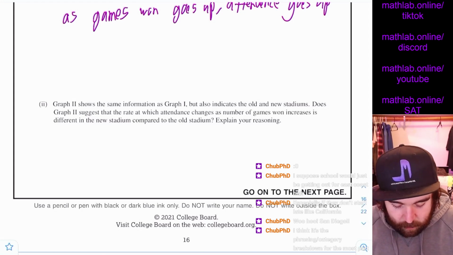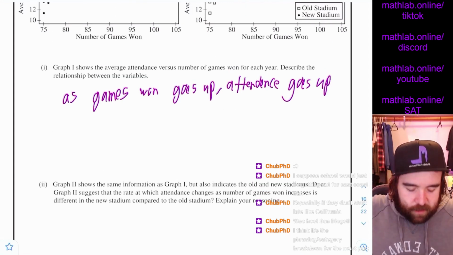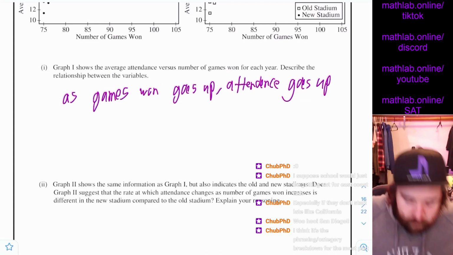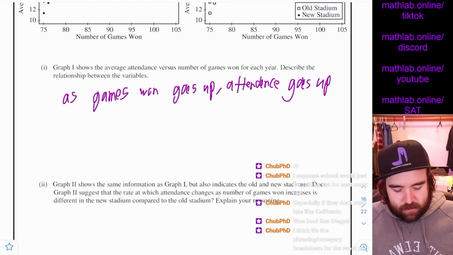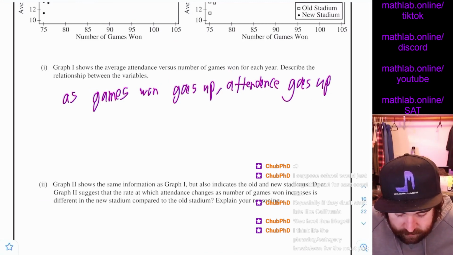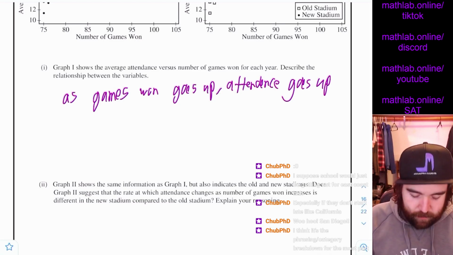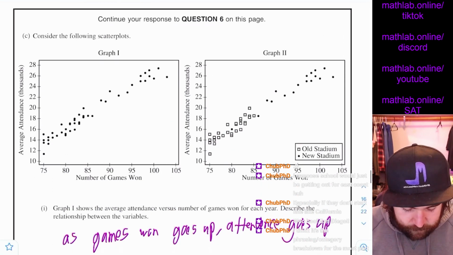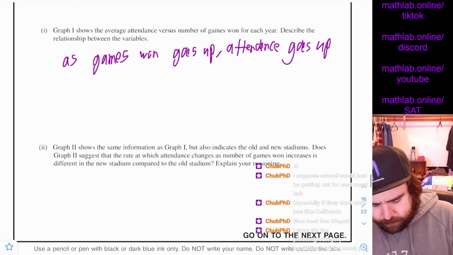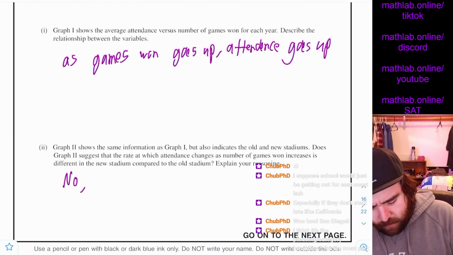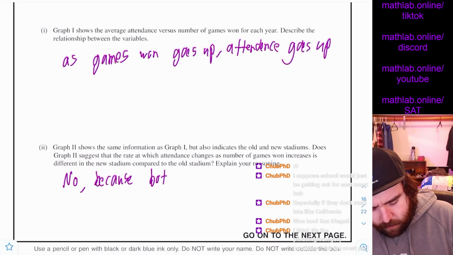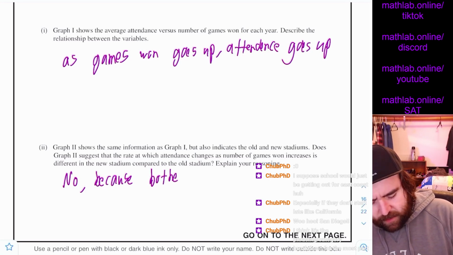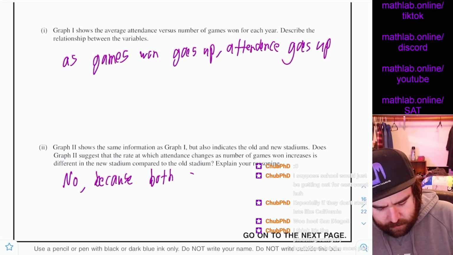Graph 2 shows the same information as Graph 1, but also indicates the old and the new stadium. Does Graph 2 suggest that the rate at which attendance changes as number of games won increases is different in the new stadium compared to the old stadium? Not really. No. Because both sets of dots follow the same trend.